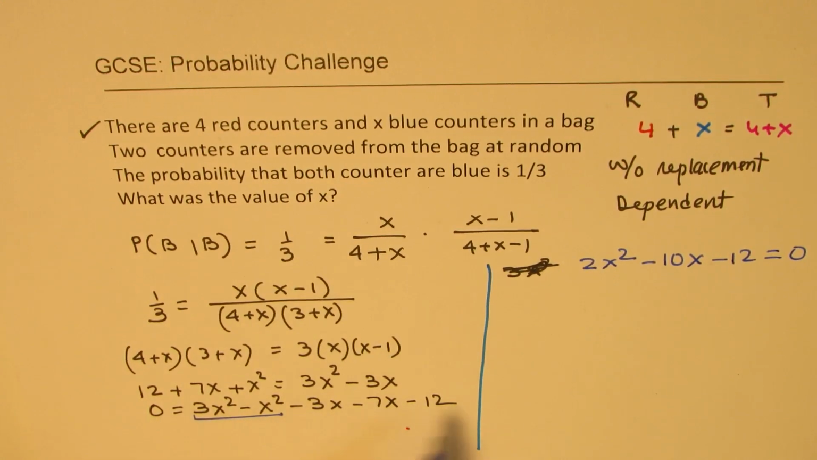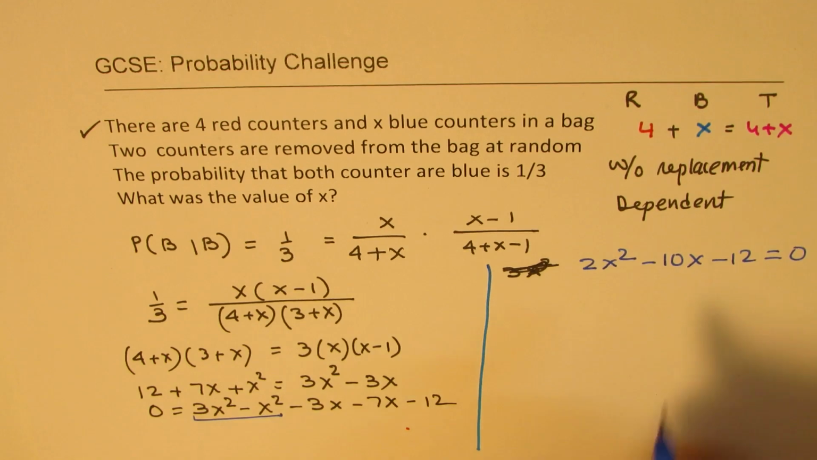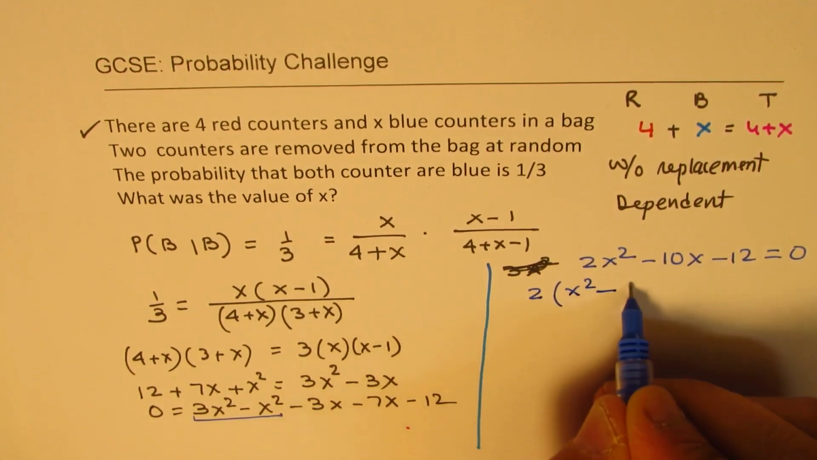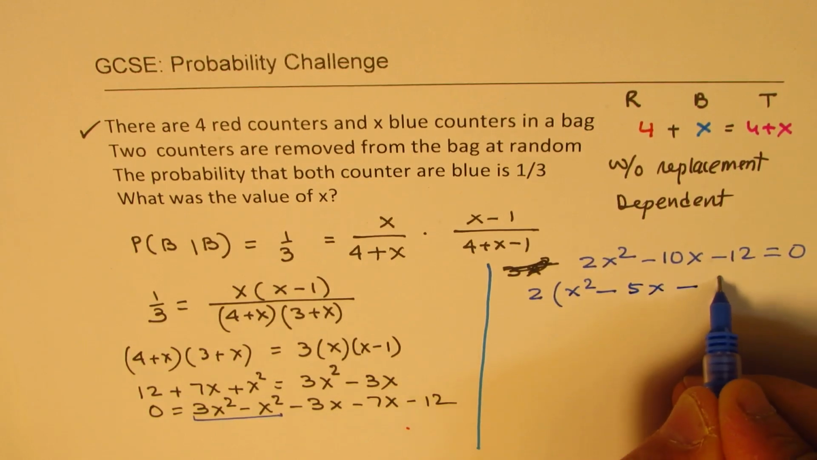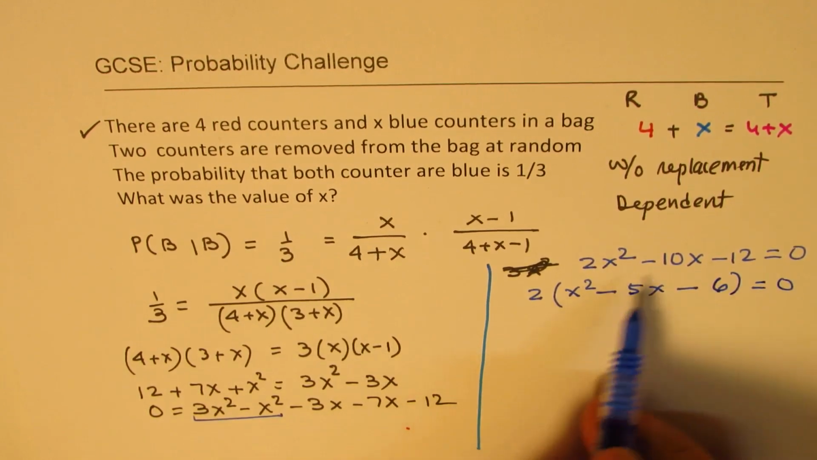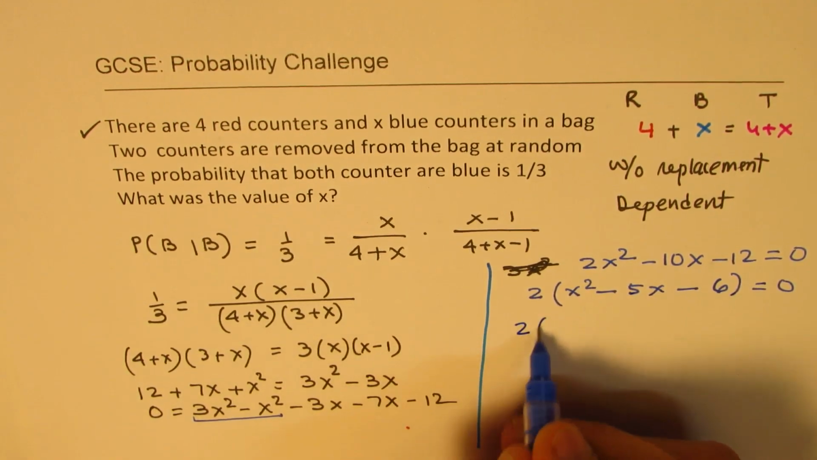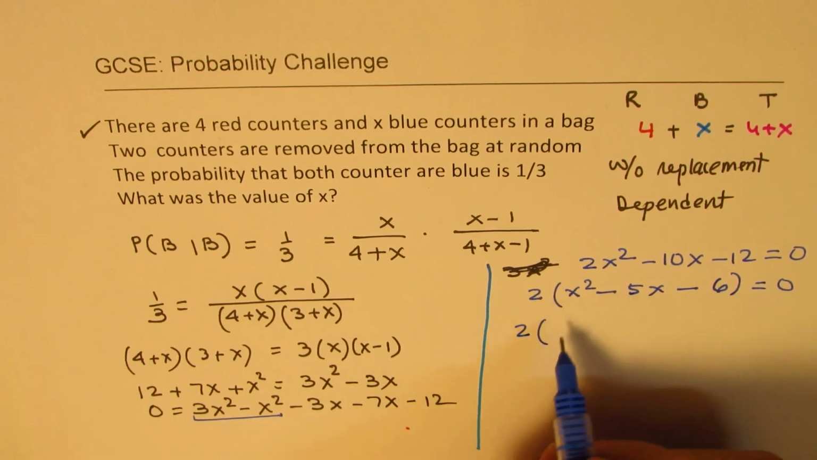It is equality. I could write it on either side. You don't really have to change the signs, right? Well, 2 is common, so we'll take 2 common. So we get x squared minus 5x minus 6 equals 0. It is very important to recognize that the equation can be simplified. So why not, right? So now 6 times 1 gives you the answer.